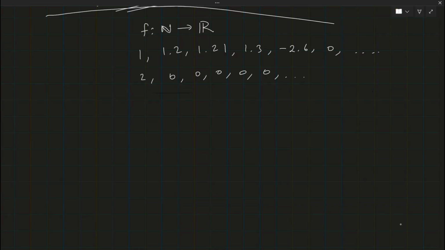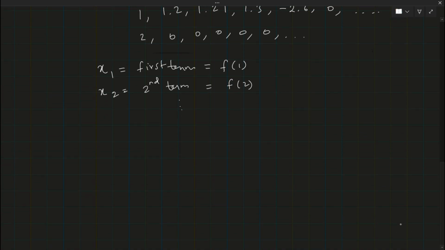So conventionally we would denote the first term of a sequence using the symbol x1. x1 denotes the first term of a sequence. The first term is also f of 1, as we would know. x2 is the second term, and also is equal to f of 2, and so on. So that's how we notate.